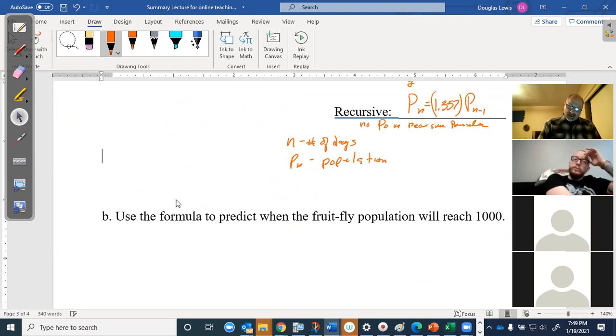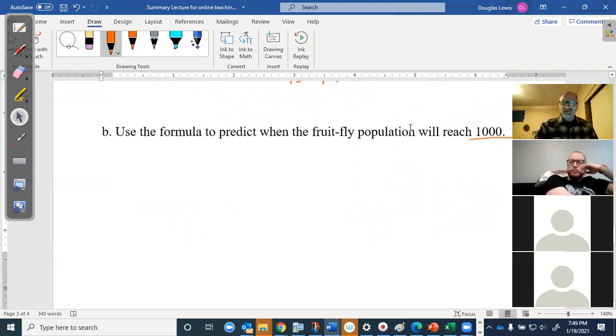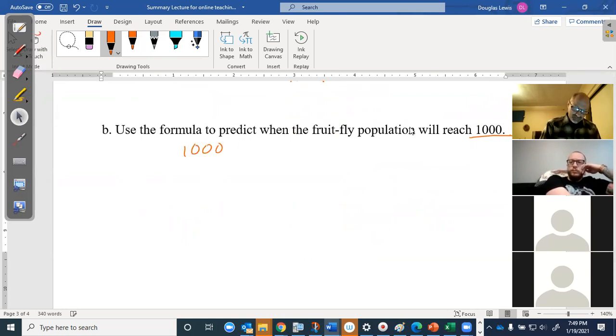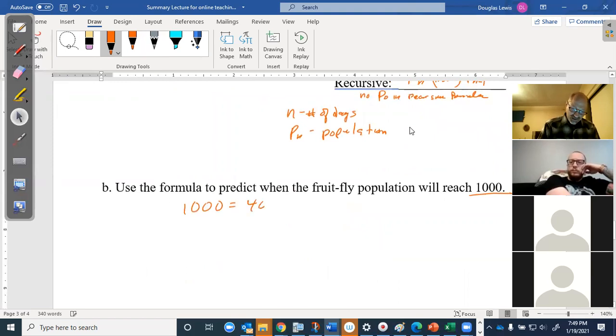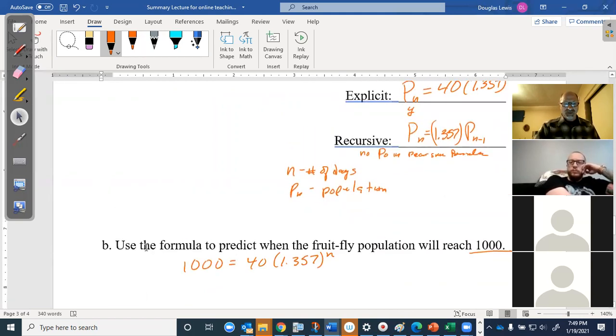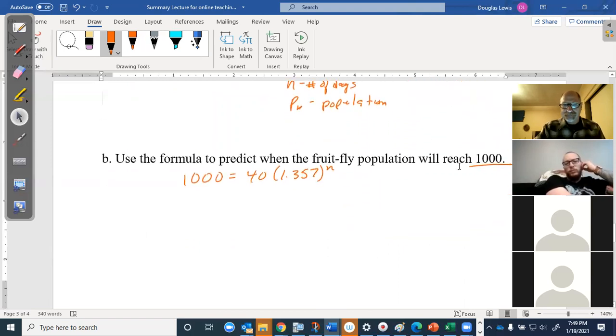So for the population to reach 1,000, I'm going to use the explicit formula to do this. We solve with explicits. I'm going to put 1,000 in for the P sub n. Remember? And that equals 40 times 1.357 to the n power. And now we're solving for n, the number of days, how many days it will take to reach 1,000. And how do we solve this?